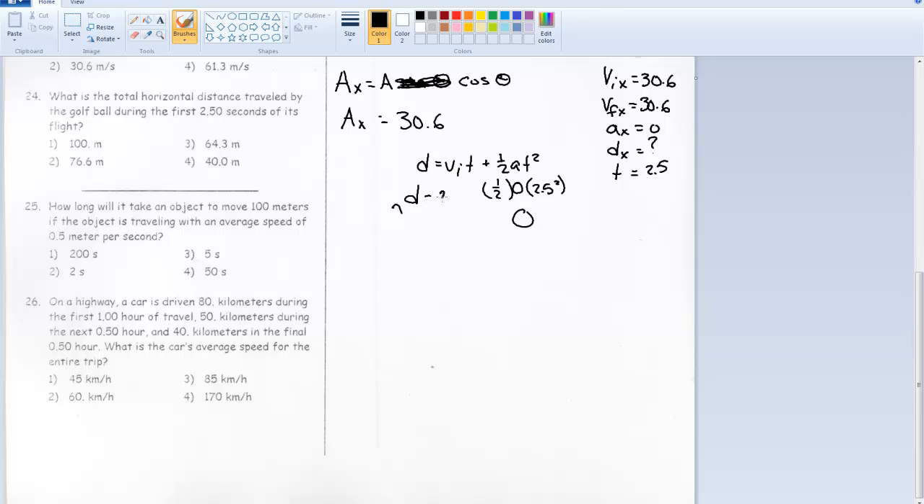So D equals 30.6 times 2.5 plus the 0 chunk. So 30.6 times 2.5 is equal to 76 plus 0. So in the end, our horizontal distance is 76 meters.